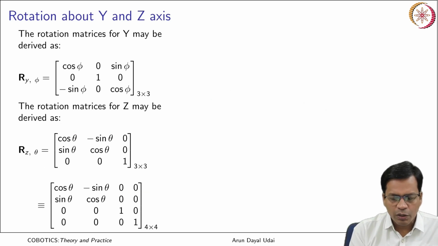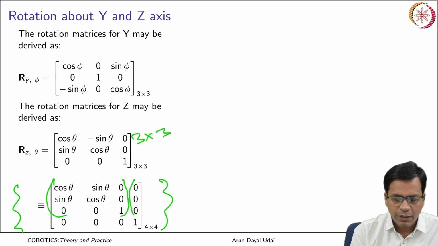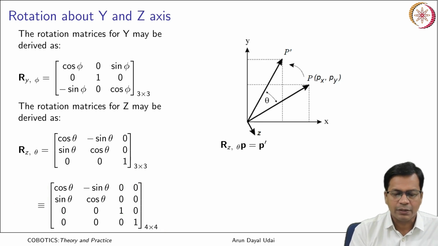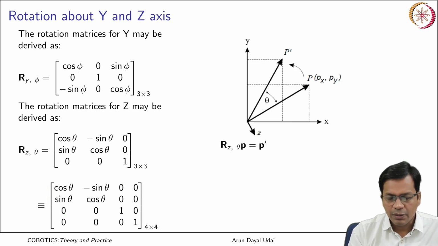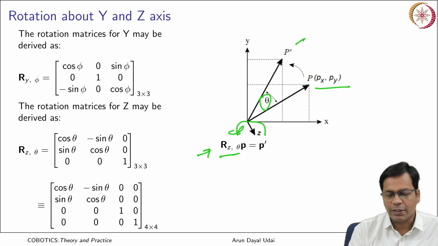In terms of the 4 cross 4 homogeneous transformation matrix, it can be written like this. The whole of this 3 cross 3 matrix comes to this location without any translation part over here. This is pure rotation. So this is the physical meaning of that. P, when applied with the rotation matrix operator, goes to a new position P dash, that is rotation about z axis by an angle theta.